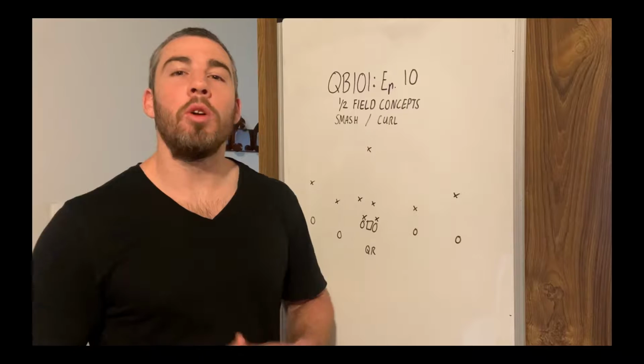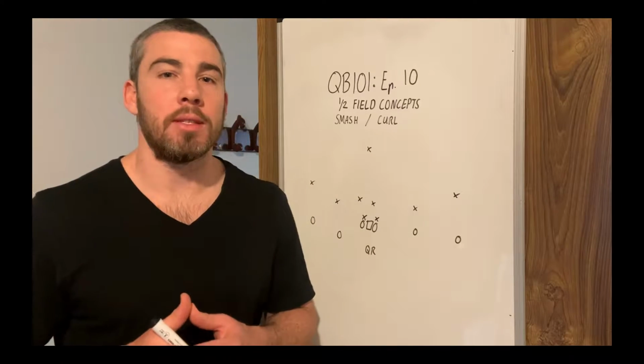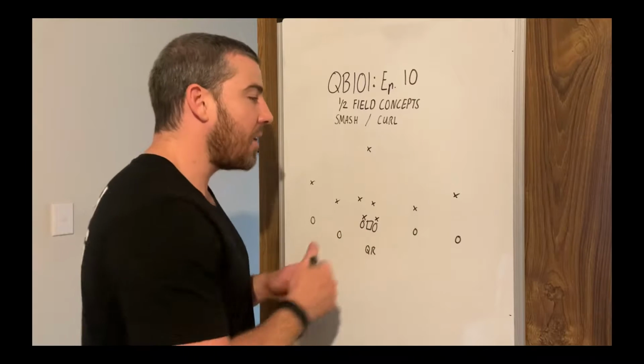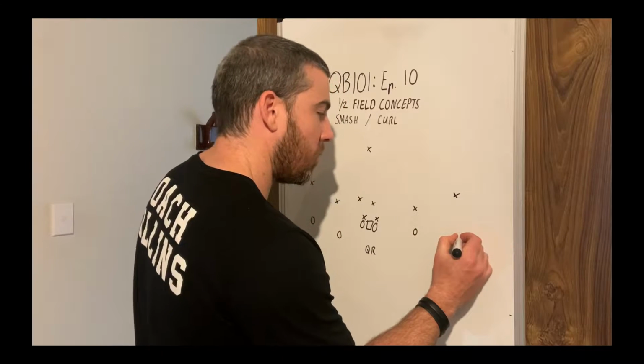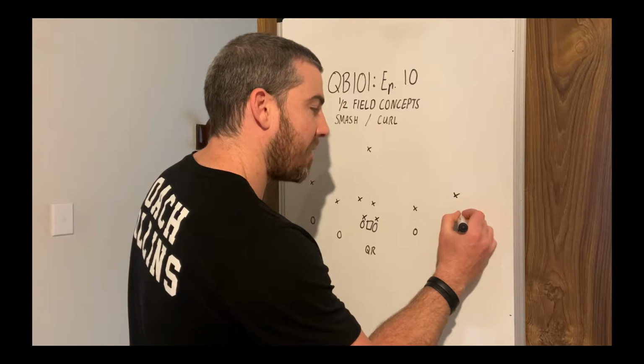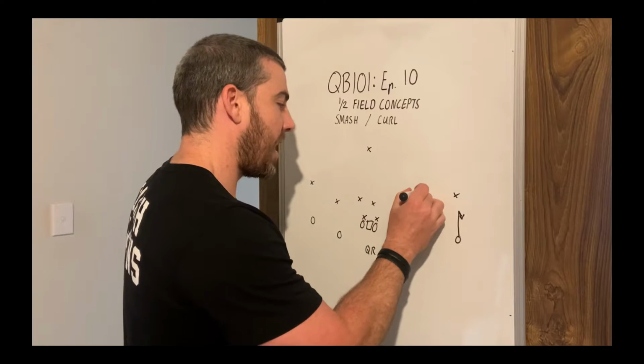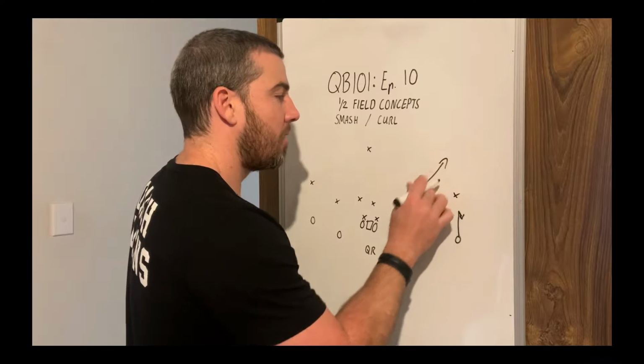In today's video, we're going to be talking about some half-field concepts. And today we're talking about the smash and the curl concept. So how they're going to look, the first concept we're going to run through, smash, is a 5-yard hitch from the wideout, and then we have a corner from the slot.